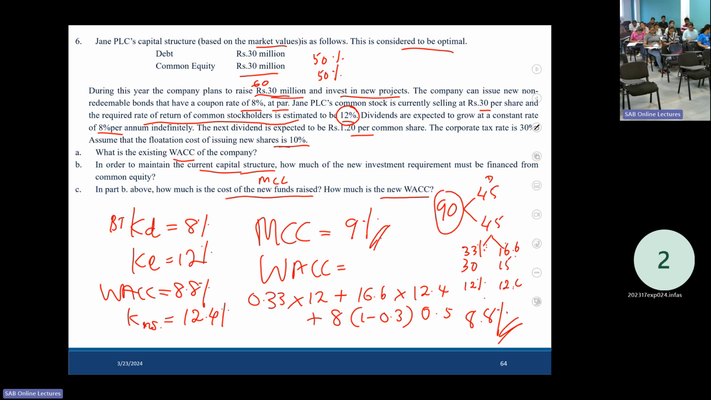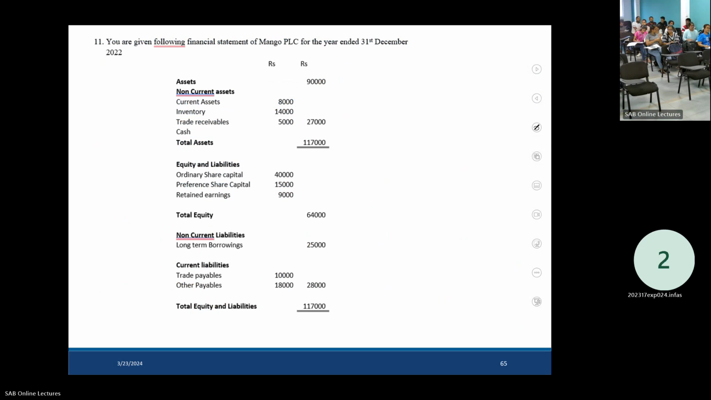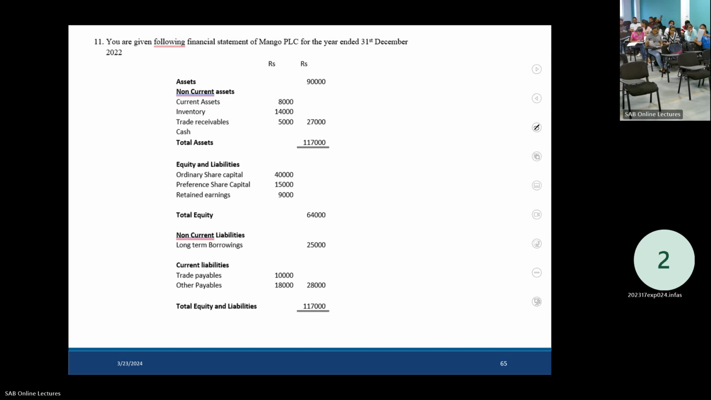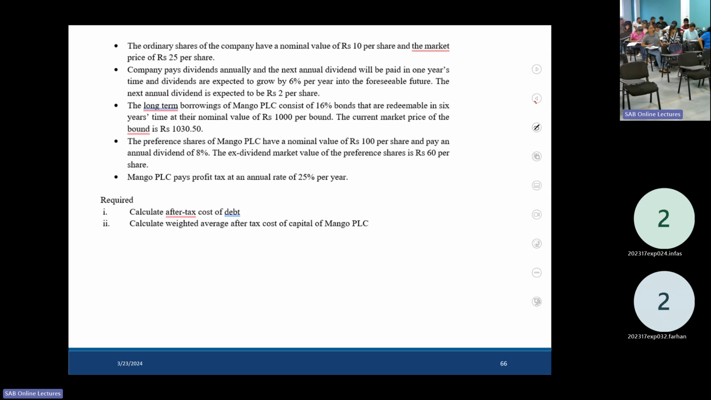So please, you will be able to manage this type of question. You can do this one by yourself, right? This is based on the balance sheet information by identifying the capital structure. You can calculate later.